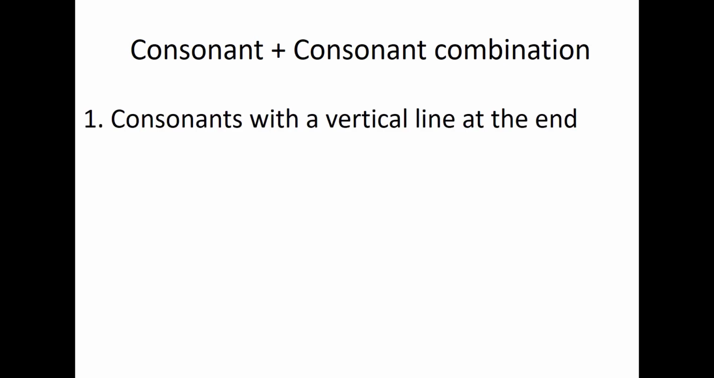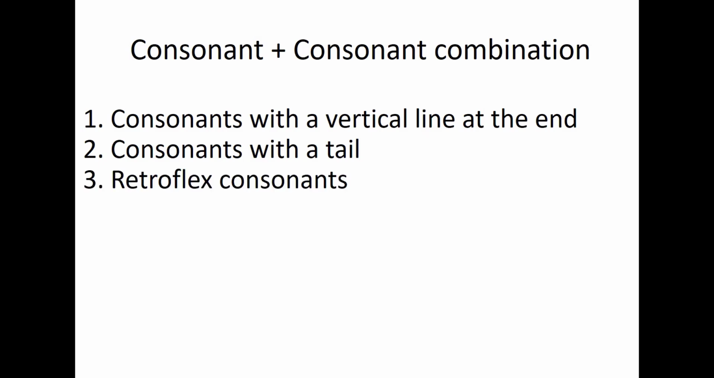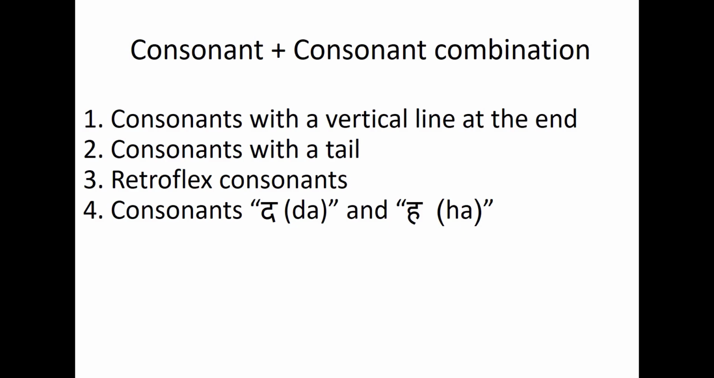In today's lesson, we will learn consonant-consonant combination. We will learn here how to join a consonant with another consonant. There are a few types of consonant-consonant combination. First is the consonants with a vertical line at the end. The second one is consonant with a tail. Third one is retroflex consonants. And the fourth one is the consonants da and ha. We'll take them one by one.